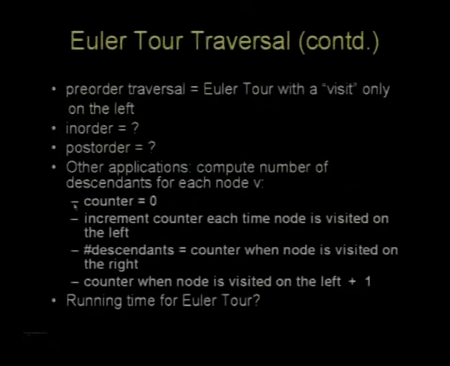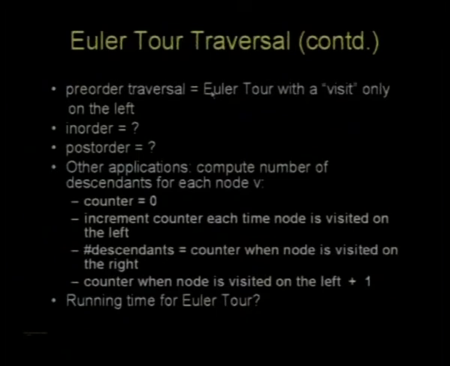Other applications include, for example, computing the number of descendants for each node V. You initialize the counter to 0 and increment the counter each time the node is visited on the left, and again each time the node is visited on the right, and the number of descendants is the counter when the node is visited on the right minus the counter when it is visited on the left, plus 1. So this is the Euler tour.